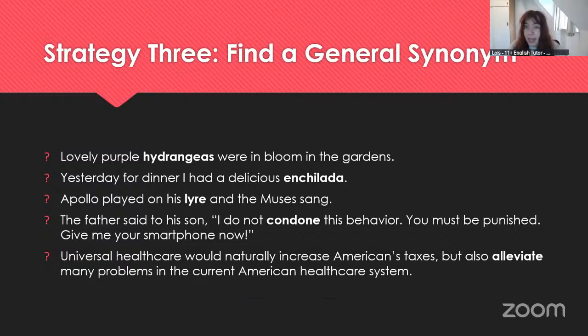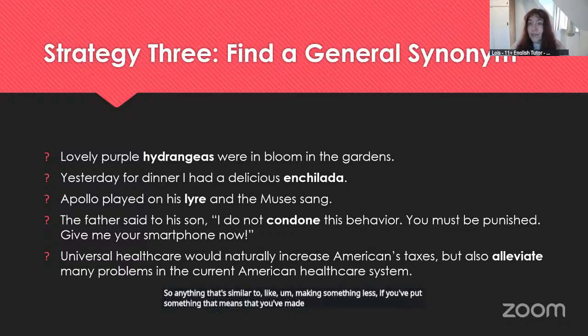Solve, that's a good one. Yes. Reduce, ease, shorten. Yeah, those are all good. Destroy, that's quite dramatic, but that would work. So anything that's similar to making something less. If you've put something that means you've made something less, you've reduced it, that would work.